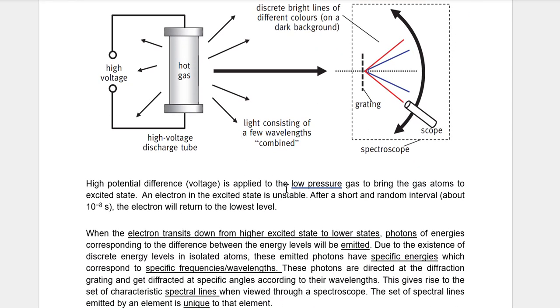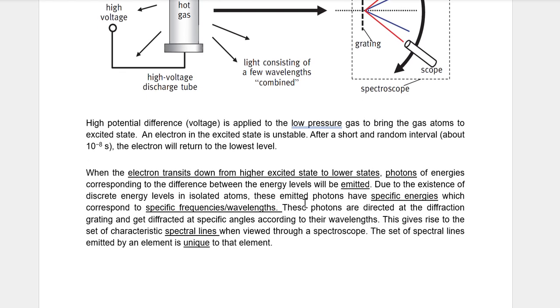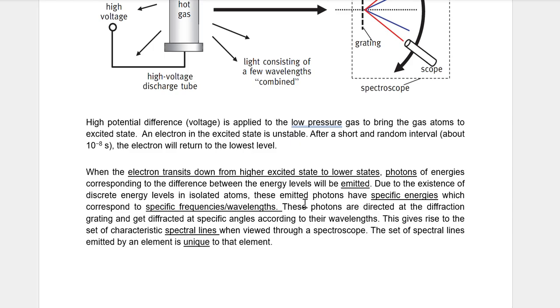High voltage is applied to low pressure gas to bring the gas atoms to an excited state. As mentioned, it's unstable. After a short while, it starts to return to its lowest energy level. When they transition down, photons with energies corresponding to the difference between energy levels are emitted. Due to the existence of discrete energy levels in isolated atoms, these emitted photons will have specific energies, corresponding to specific frequencies and wavelengths.